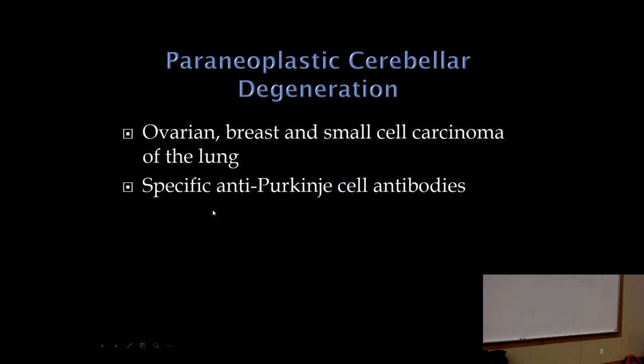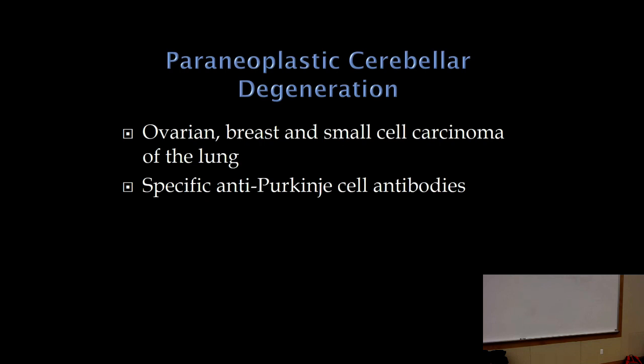There are a bunch of these antibodies that we can look for. These are often patients that we see in clinic, and they're coming in with ataxia. You do an MRI scan of the brain, you don't see much, and you're a little bit confused. Why does the patient have ataxia? Well, you'd want to consider paraneoplastic causes in that case.